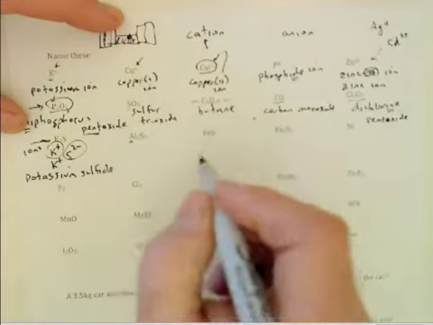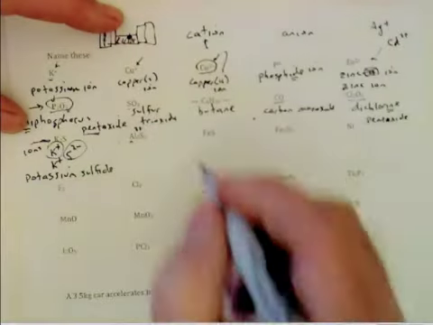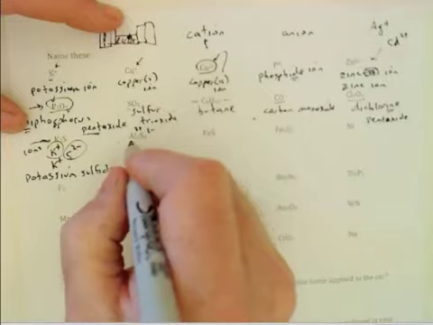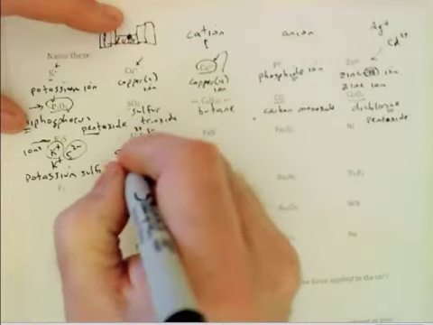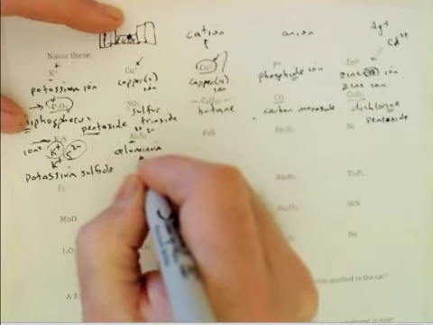Same thing would be true here. That's going to be aluminum plus 3 and sulfide, which is minus 2. And aluminum is not a transition metal, so aluminum plus 3 is just called aluminum ion. Aluminum. And S minus 2 is called sulfide.